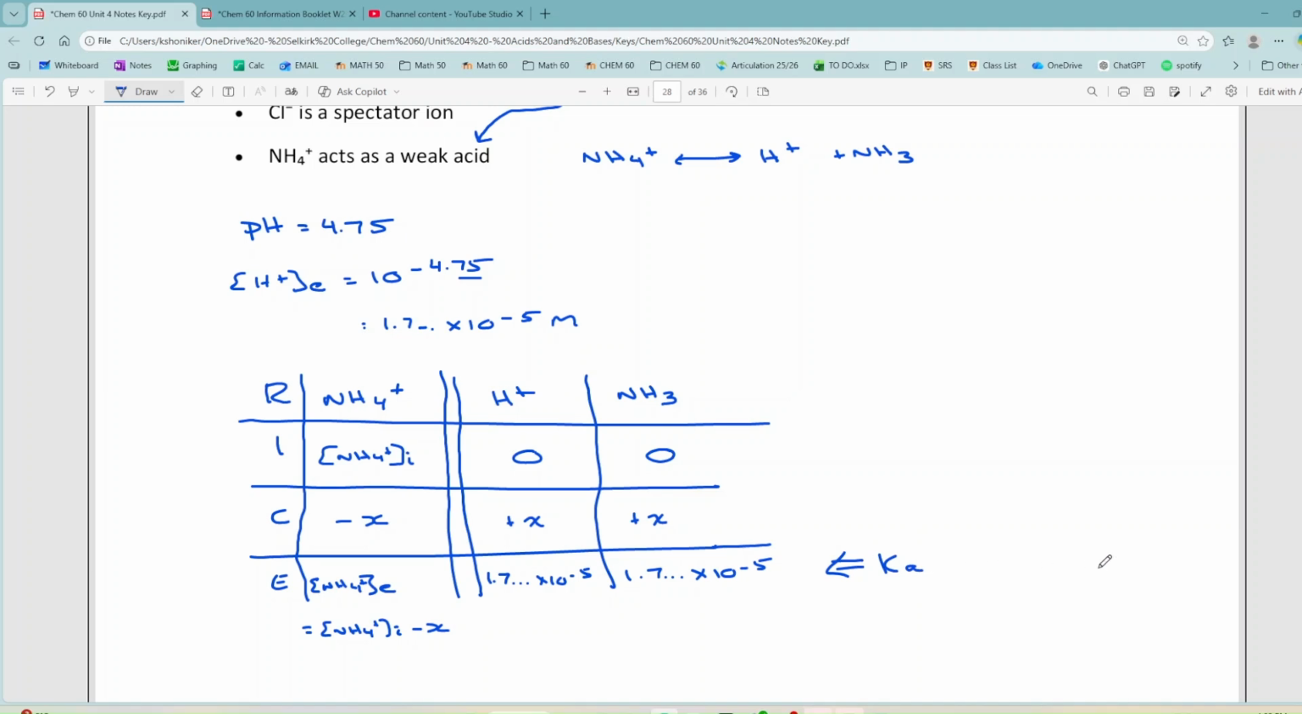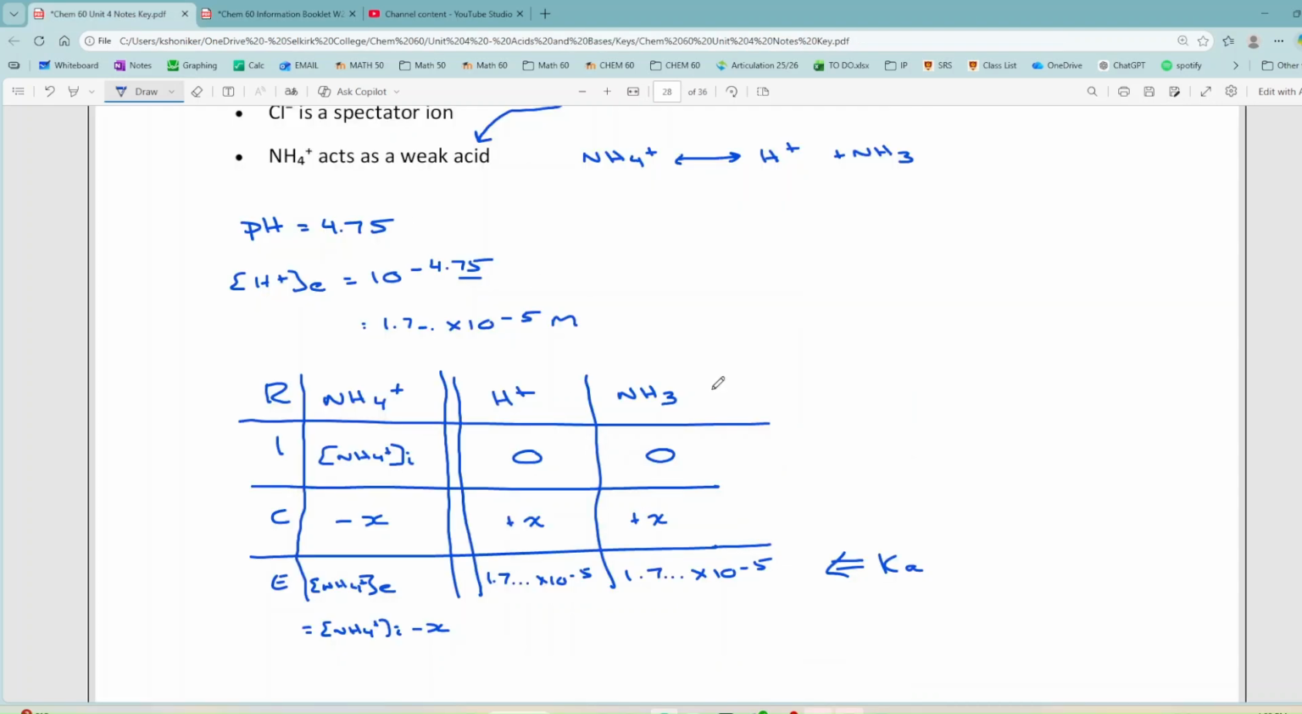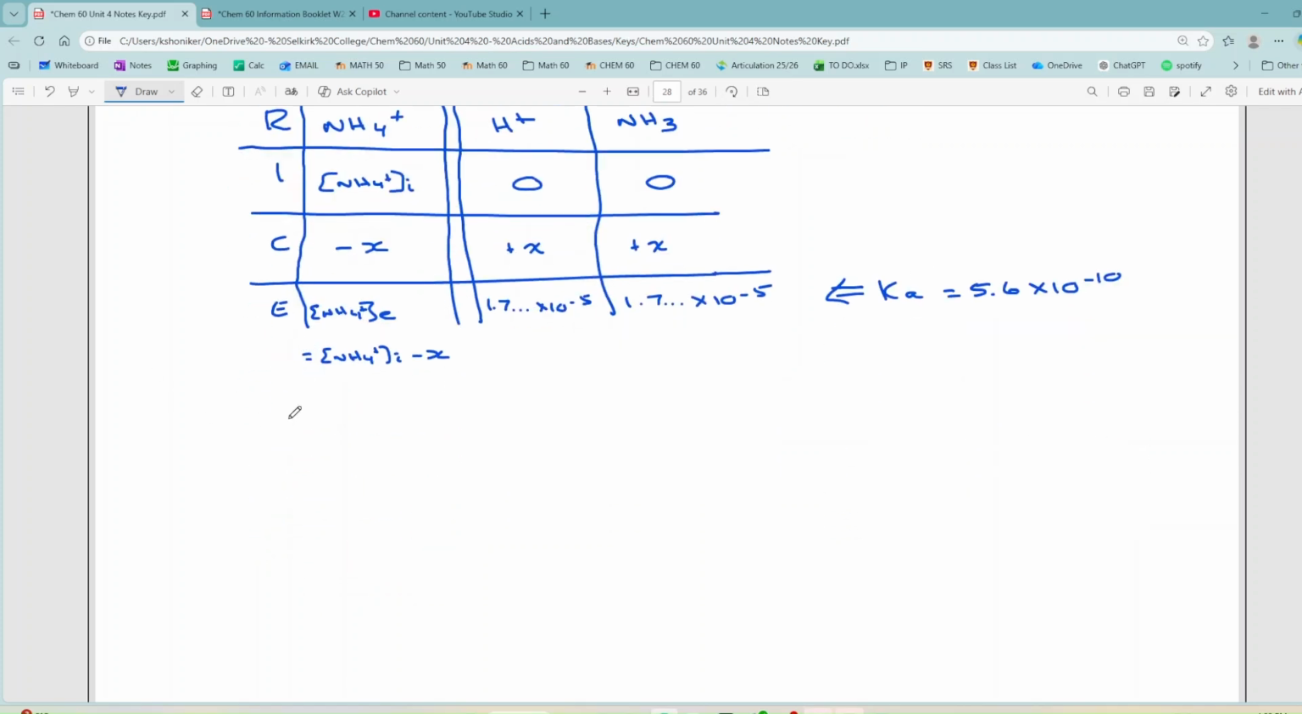Now, this is a known acid. This is ammonium. We can look in our information booklet and look up for the Ka value of ammonium, which is down here, and it is 5.6 times 10 to the negative 10. So then what we're going to do is we're going to set up our Ka expression.